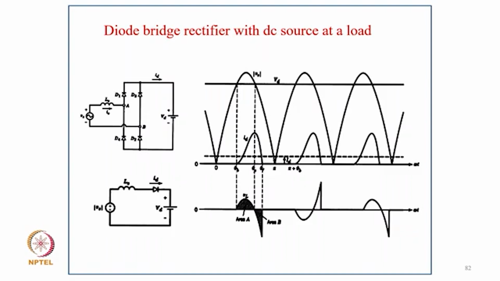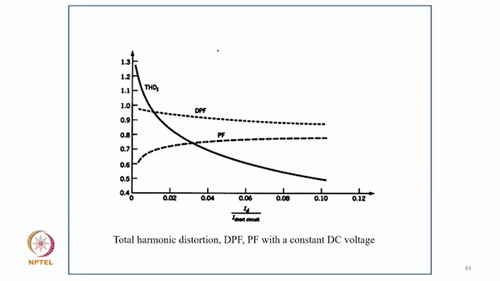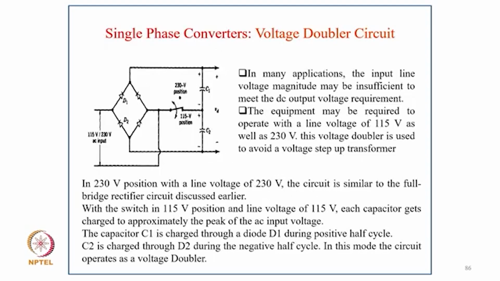Typically you can see the current in the load, the average current and the inductor voltage, and the normalized ID versus VD for the rectifier with constant DC voltage. And this is the total harmonic distortion and displacement power factor with constant DC voltage, and this is the normalized VD and crest factor with constant DC voltage.